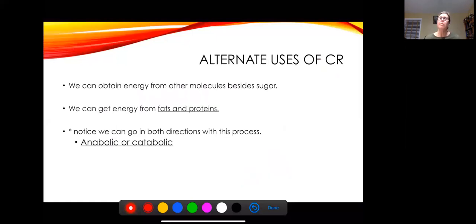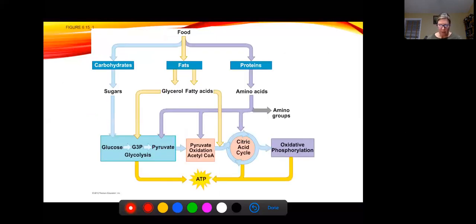All right, alternative uses of cellular respiration. Now, we can obtain energy from other molecules. So we do get energy. As a matter of fact, many of us are on these low carb diets, and what we're eating is foods that are high in fat or proteins. So I want you to pay attention to the next couple of slides. They're going to be anabolic and catabolic reactions. So the first one that we went through, we have our food, and this is what we did. We went from our carbs to our glycolysis to pyruvate to citric acid to oxidative phosphorylation, and we made our ATP.